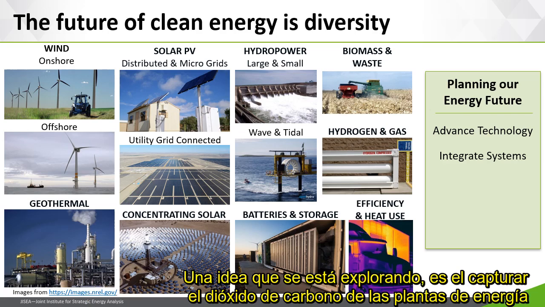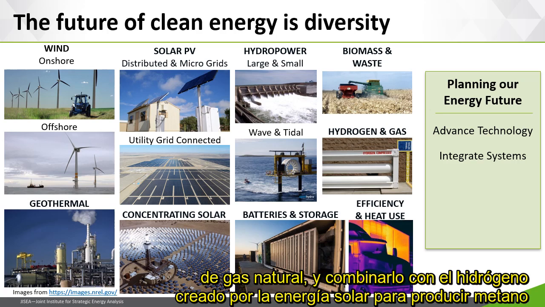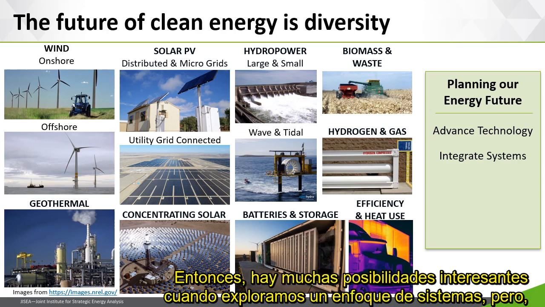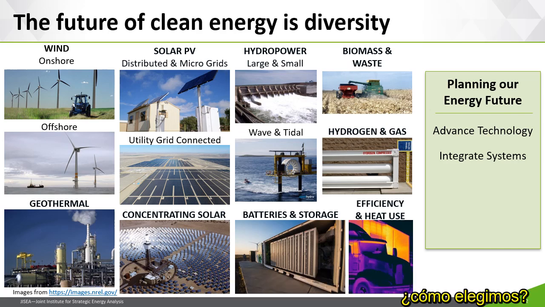And one idea that's being explored is capturing carbon dioxide from natural gas power plants and combining it with solar-created hydrogen to make methane to feed into our existing pipeline network. So there's many exciting possibilities when we look at a systems approach. But how do we choose?